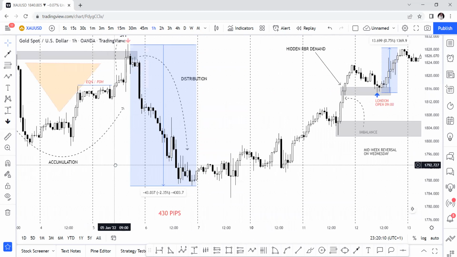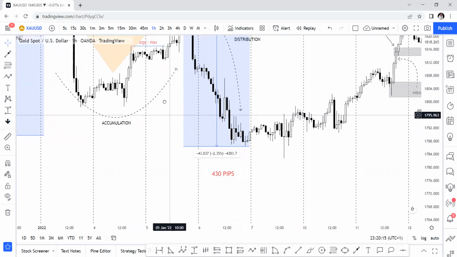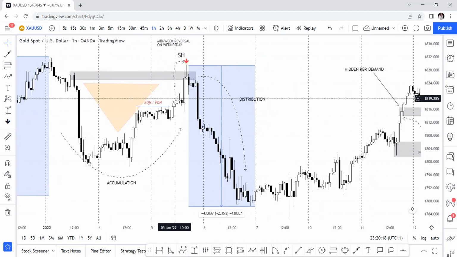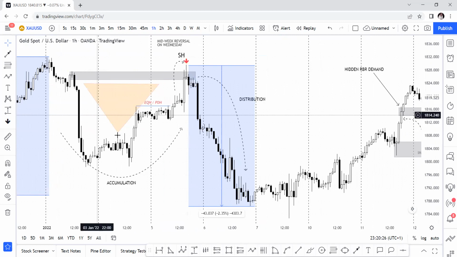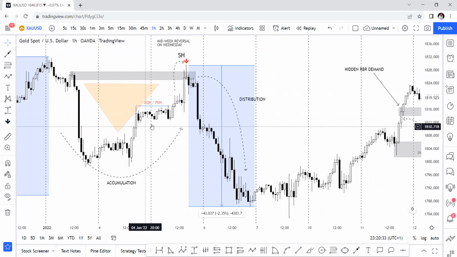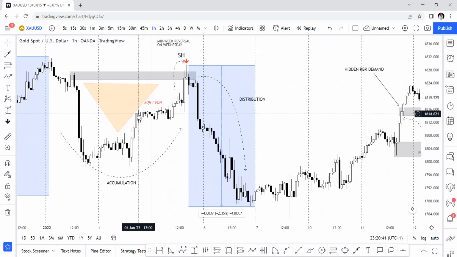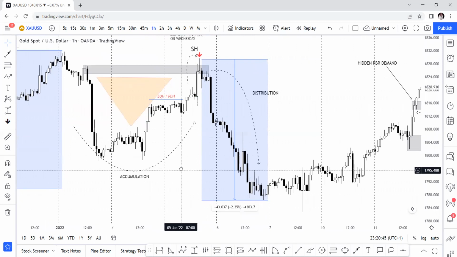Then here we have, on the 5th of January, an accumulation into this zone. There is a stop hunt, which is on Wednesday, right? This is on Wednesday. Rally, base, rally. Can you see the equal legs of impulse? Rally, base, rally. Then, oh my God, you can see that.